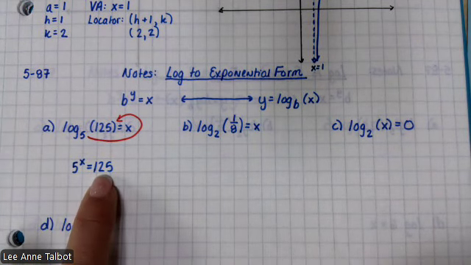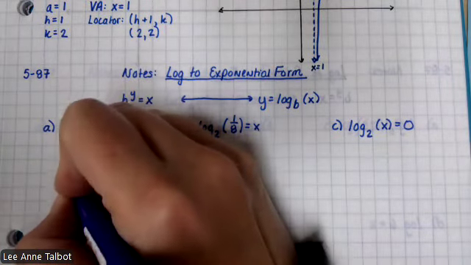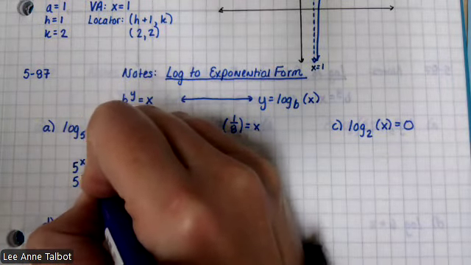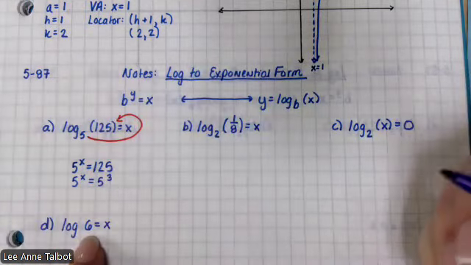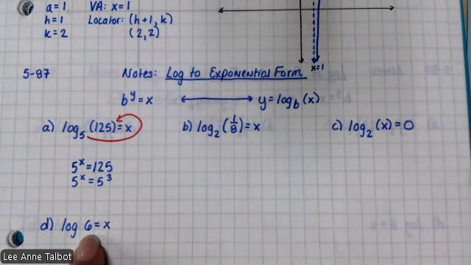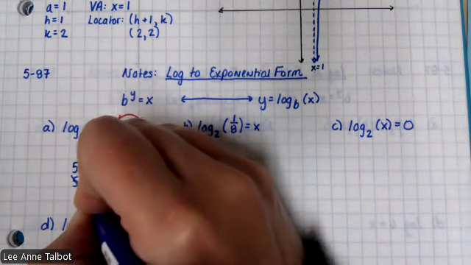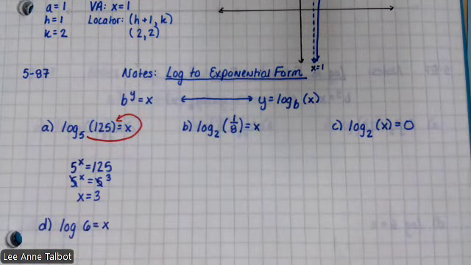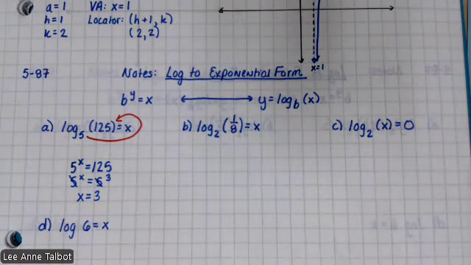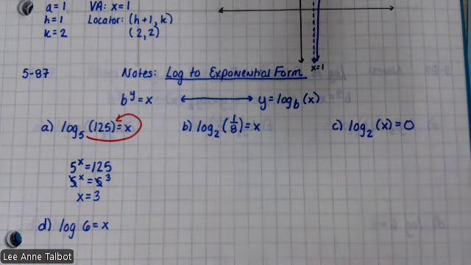Okay, 125 is what? Yes, nice. 5 to the x equals 5 to the 3. Cancel, cancel. X equals 3. So, log problem, convert to a same base exponential. Okay, next one.